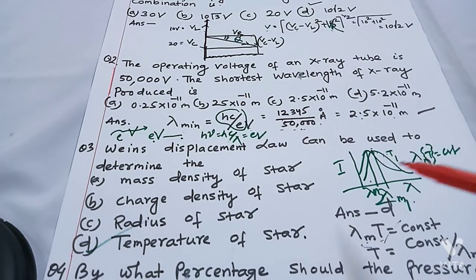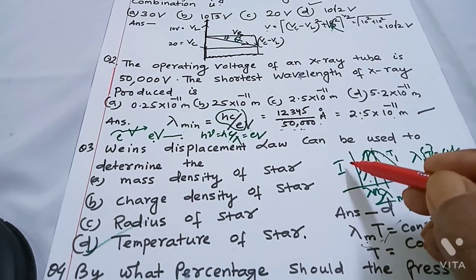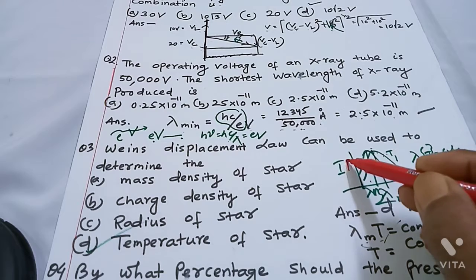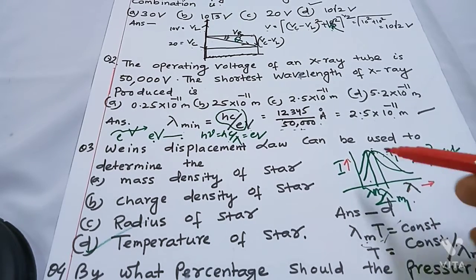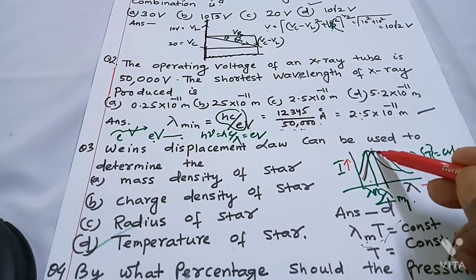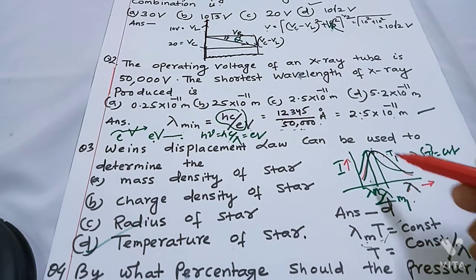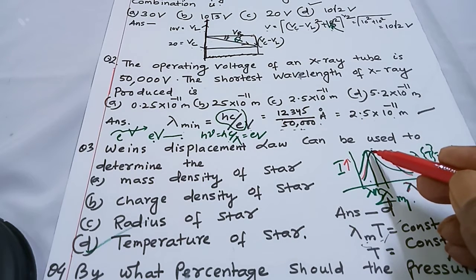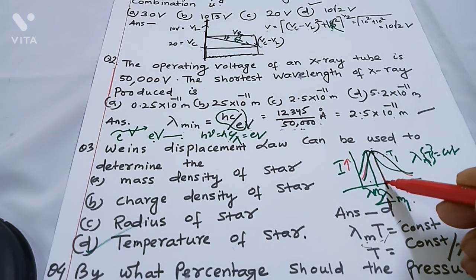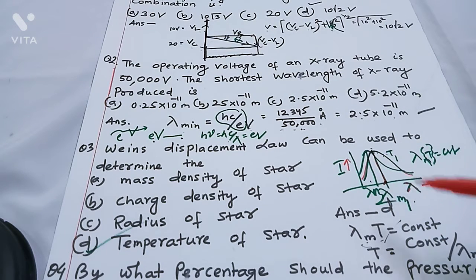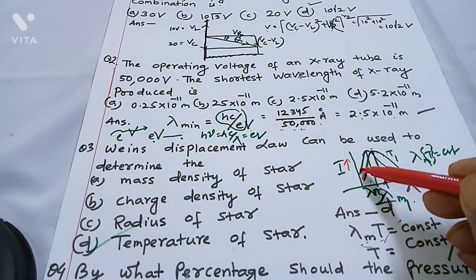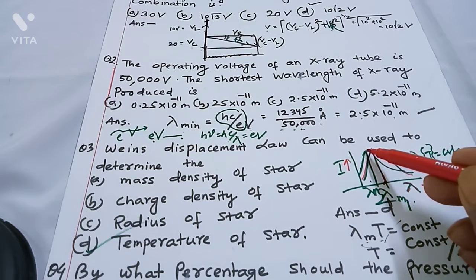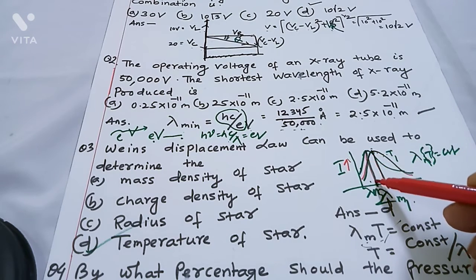Now if I is the intensity of radiation taken along the y-axis, and lambda is the wavelength taken along the x-axis, then the curve is obtained like this at a temperature. It shows that the intensity of radiation attains a maximum value for a particular wavelength, say lambda m. Now if you increase the temperature, the intensity of radiation attains its peak value at another value of lambda, say lambda m1.